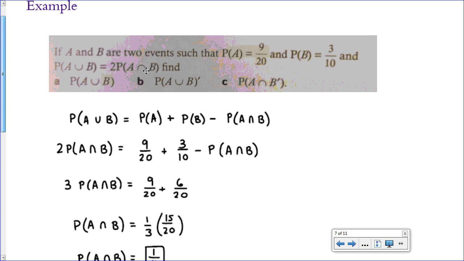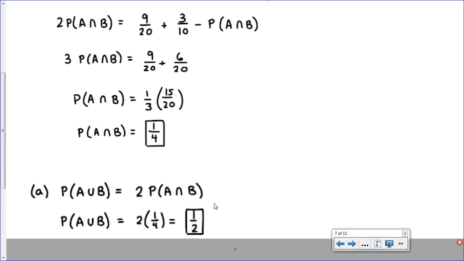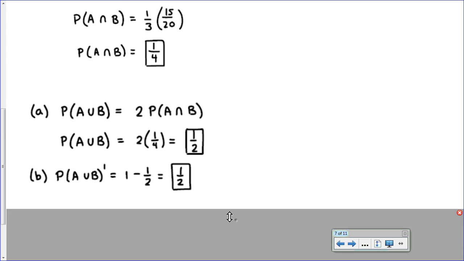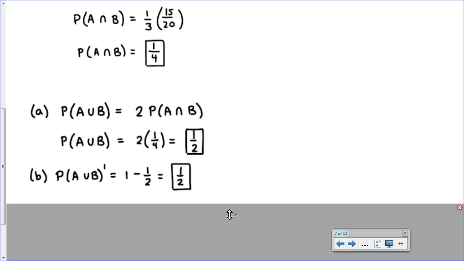Question B is asking me for the probability of the union of A and B not with this little prime outside of it. It means the complement of the union of A and B. So basically 1 minus the union probability. So 1 minus 1/2, which gives me also 1/2. So basically this means half of the things are inside the union and half of the things are outside the union. That's what this probability shows.